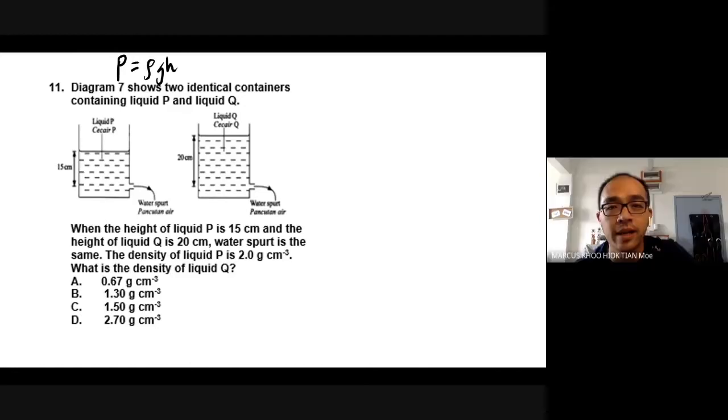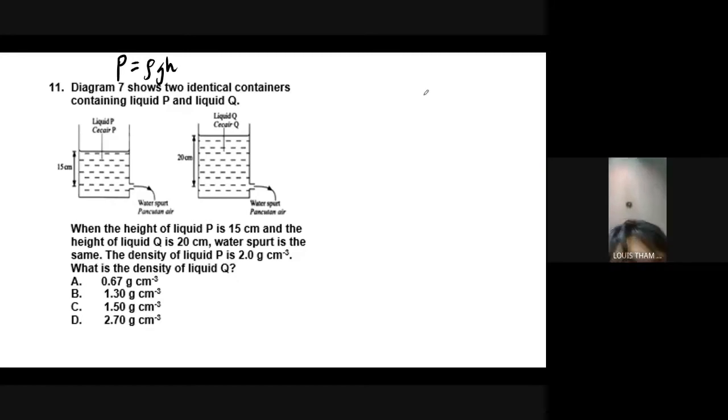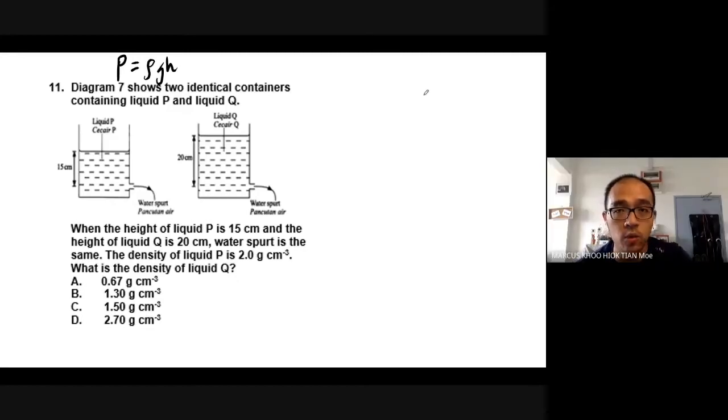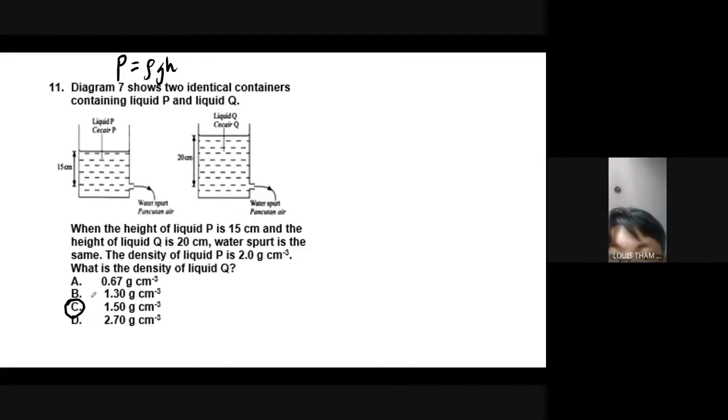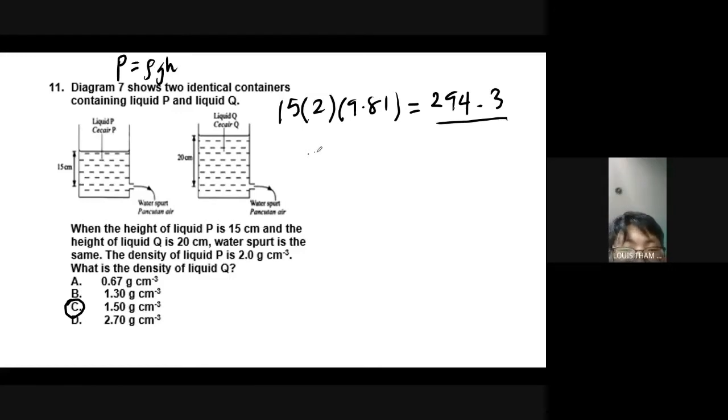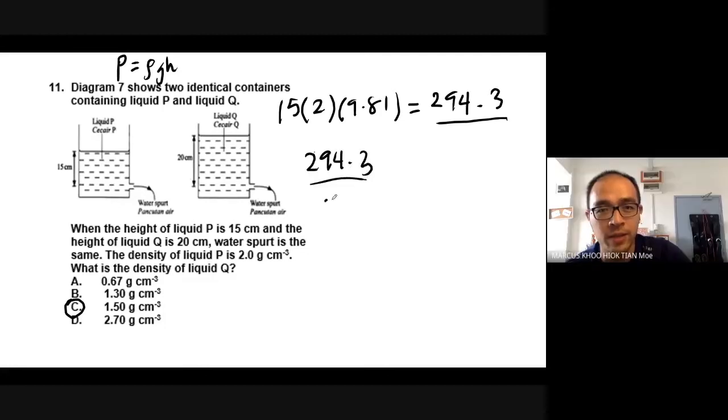The answer is C. The answer is C. Was that Louis? Yes. Okay, Louis, can you tell us how you got C? 15 centimeter times 2 times 9.81 equals, it should be 294.3. Then divide the answer by 20. Okay, divide by 20.